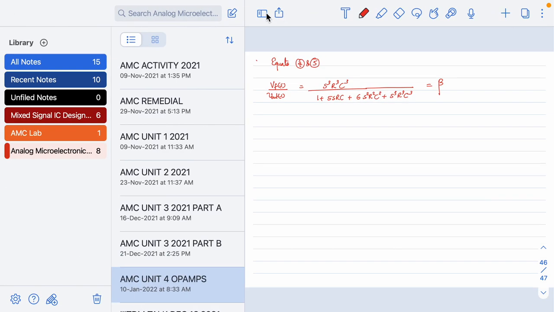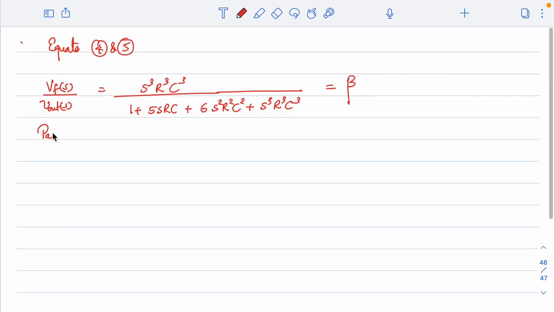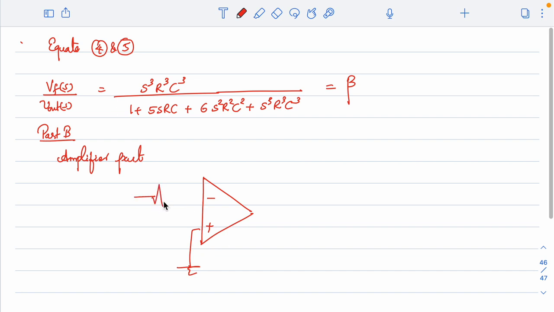Now, part B of the analysis, if I look at the amplifier part, considering the amplifier part, I'm just redrawing the amplifier part here. The amplifier is just two resistors.